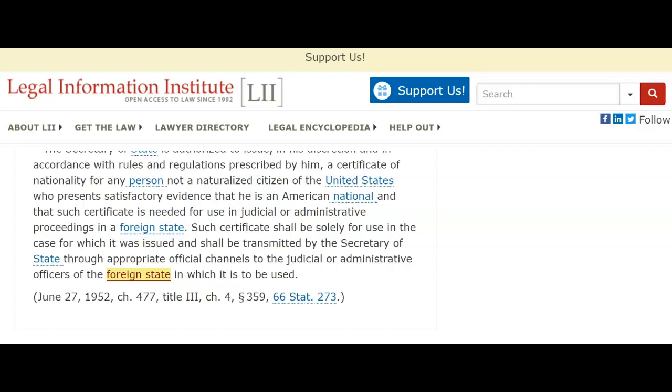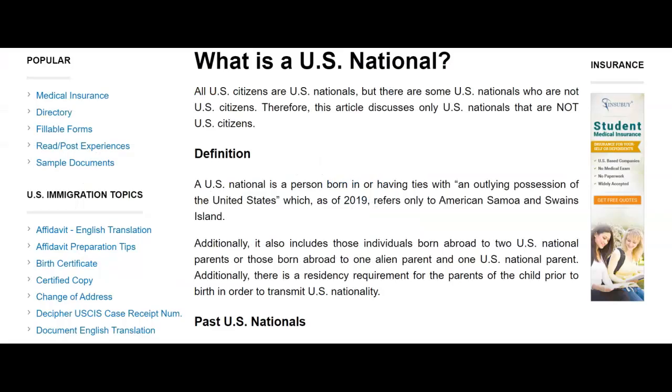All right, now what we're going to do is we're going to take a look at what is an actual U.S. national. What is actually an American national? Okay, so all U.S. citizens are U.S. nationals, but there are some U.S. nationals that are not U.S. citizens. Therefore, this article discusses only U.S. nationals that are not U.S. citizens, which, by the way, are also the only ones who can get a certificate of nationality.